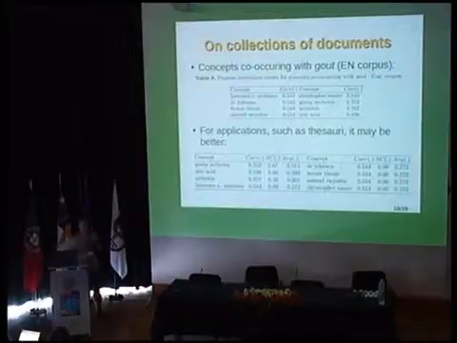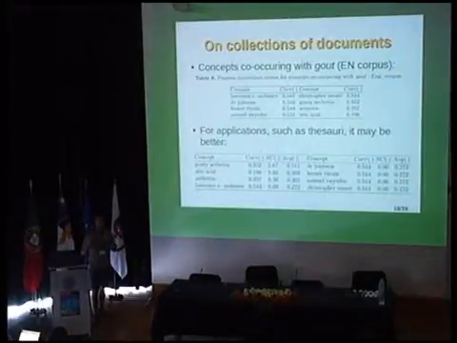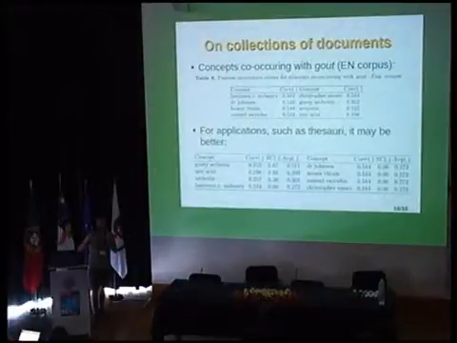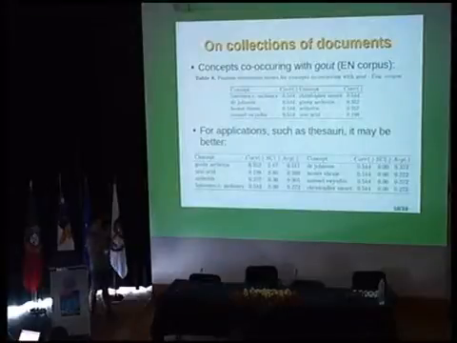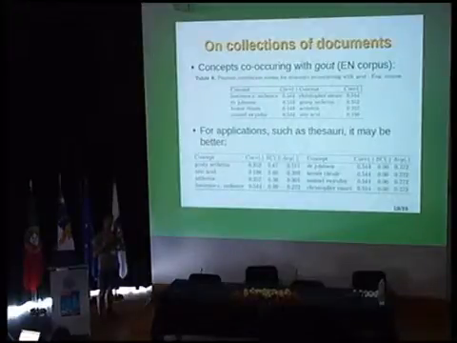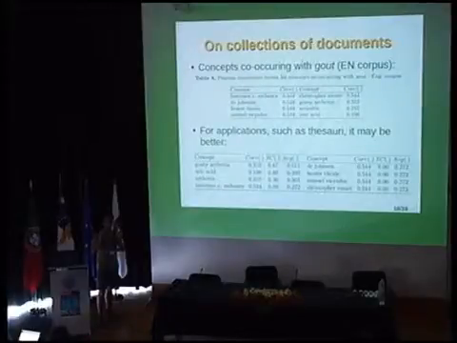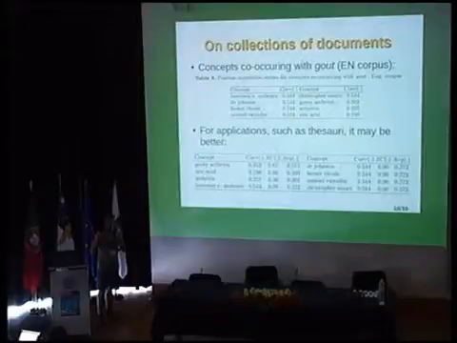So the first table is the correlation values. We have used a metric similar to Pearson's. These are the correlation values for concepts co-occurring with good. As you can see, the highest values are names of persons. This is because the correlation says something like this: if two concepts tend to occur in the same documents, they are related.